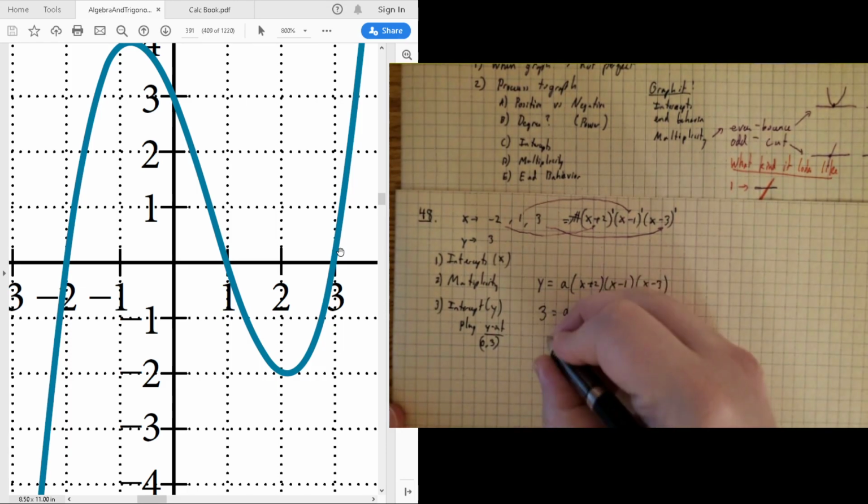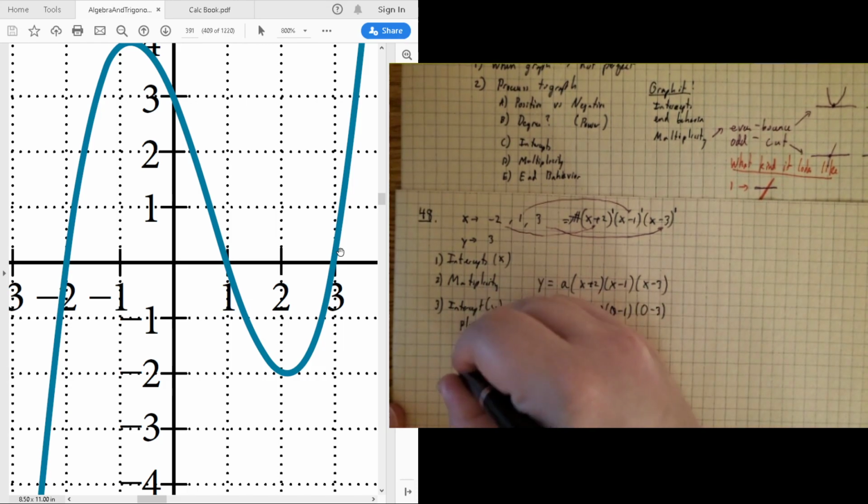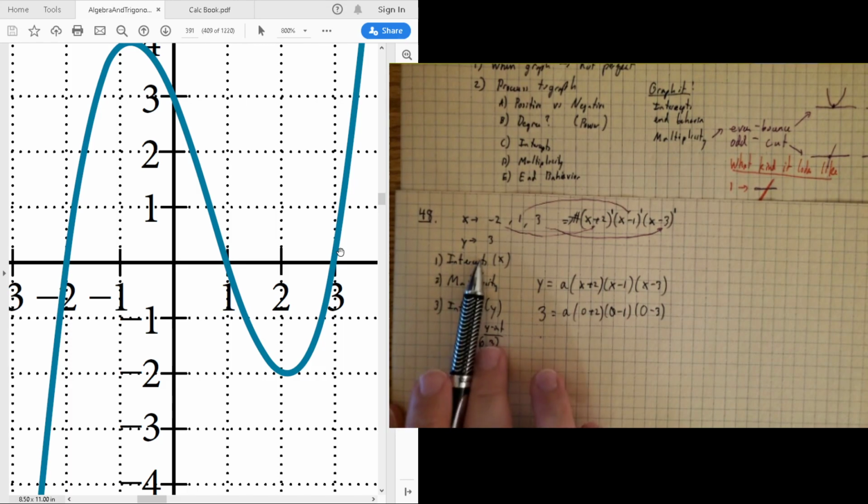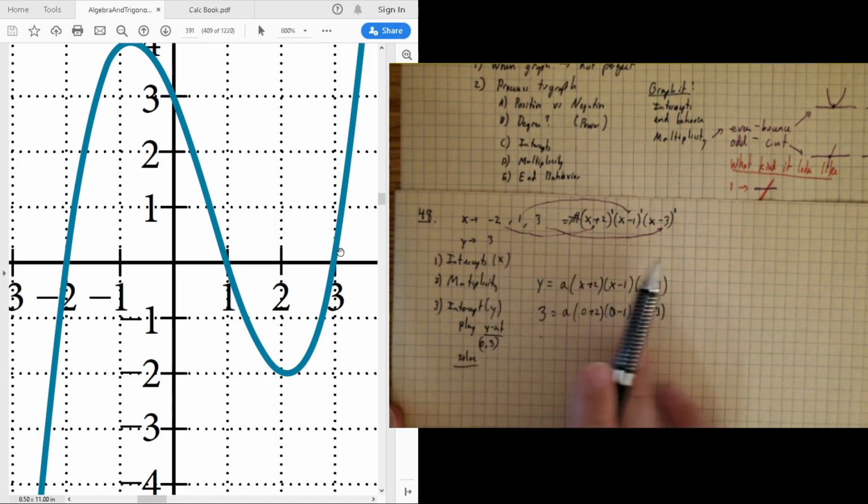And I can simplify this. So once you plug this in, then you need to solve. These first two are really straightforward. You find the intercepts and put them into the function. You use the multiplicity to fix the function. Now you need to get the a.